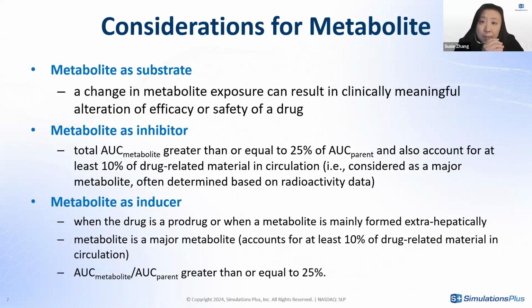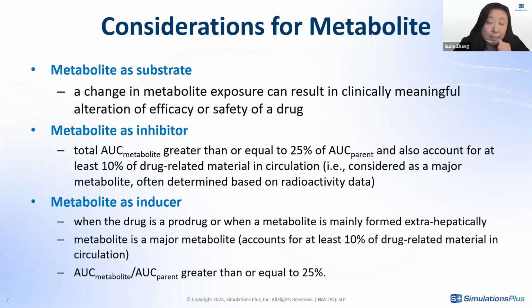And what's also important is the considerations for metabolite as early as you can. These are the criteria listed in the guidance, but what I wanted to point out is to provide justification if you want or don't want to include metabolite in the model as early as possibly can in the development program. So for example, when considering whether a metabolite should be included as a substrate, the guidance says a change in metabolite exposure can result in clinically meaningful alteration of efficacy or safety of a drug. If that's true, then you should include the metabolite in the DDI considerations. However, there needs to be data analysis to support either way, whether it's clinically meaningful or not clinically meaningful. There you probably need some work.